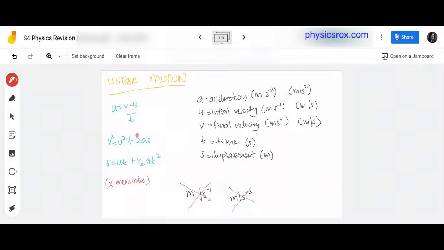By right, you should have copied this out in your workbook. So go and look at your workbooks and just recall how to substitute. Okay, when you see the questions, you just write down what is a, what is u, what is t, what is s, and then you check the formula. Which formula can I use? You sub in straight away.